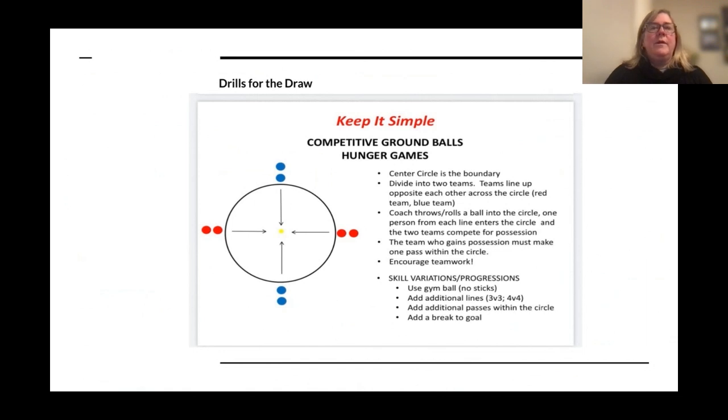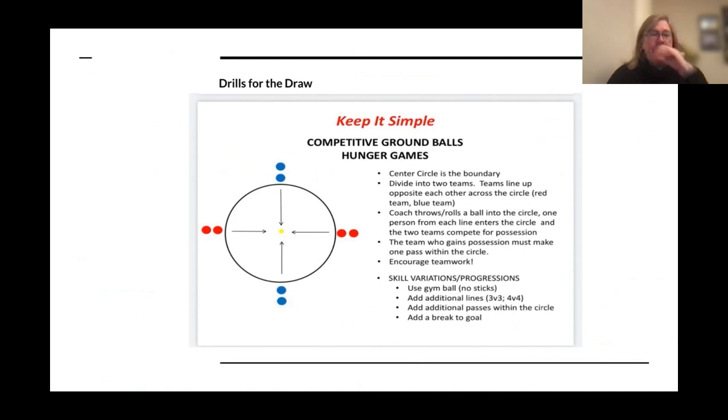And so, having our players understand about boxing out when they're trying to pick up a ground ball. Ground balls in the Hunger Games are really, really critical. And so understanding that part of it is pretty important.